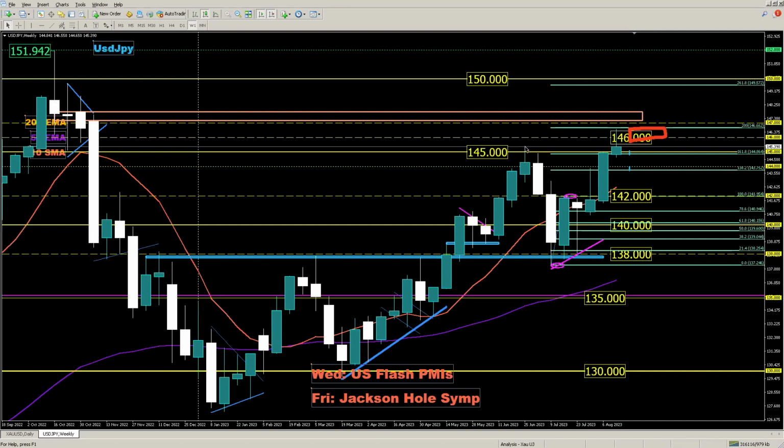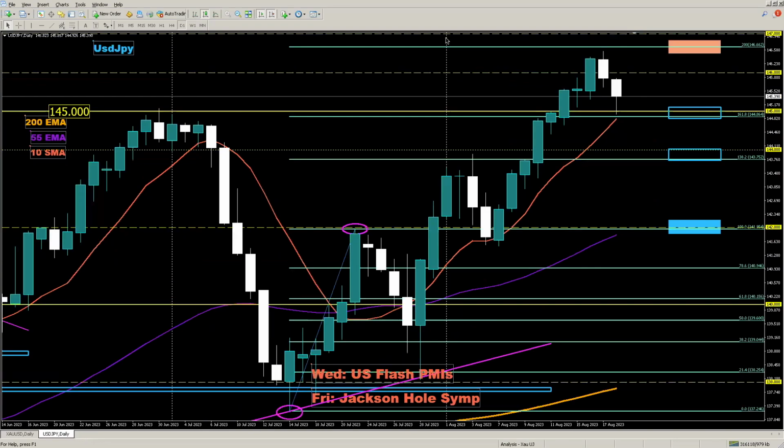145 was already a key one. Now it's past 146, and if it tries again to go past 146, that could be some sell-off. The BOJ wants to bolster the Japanese yen. Right, so watch out for this area now.